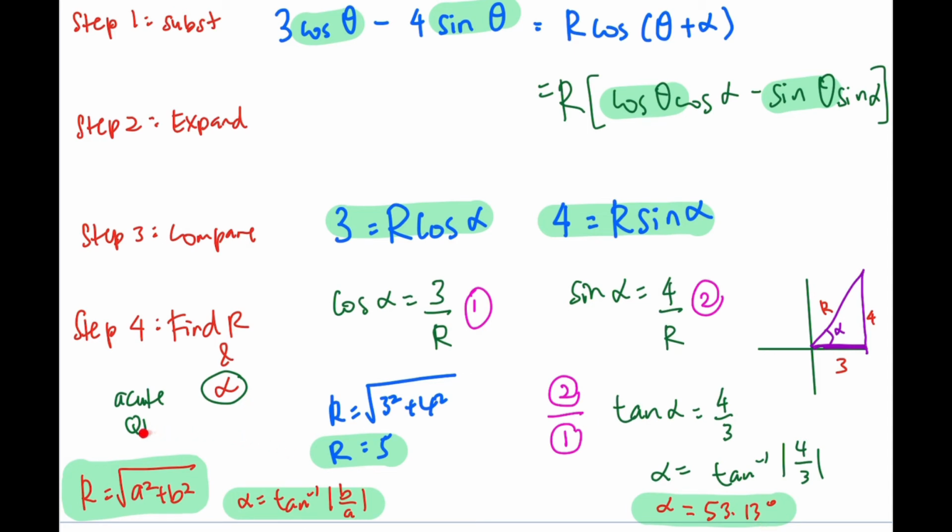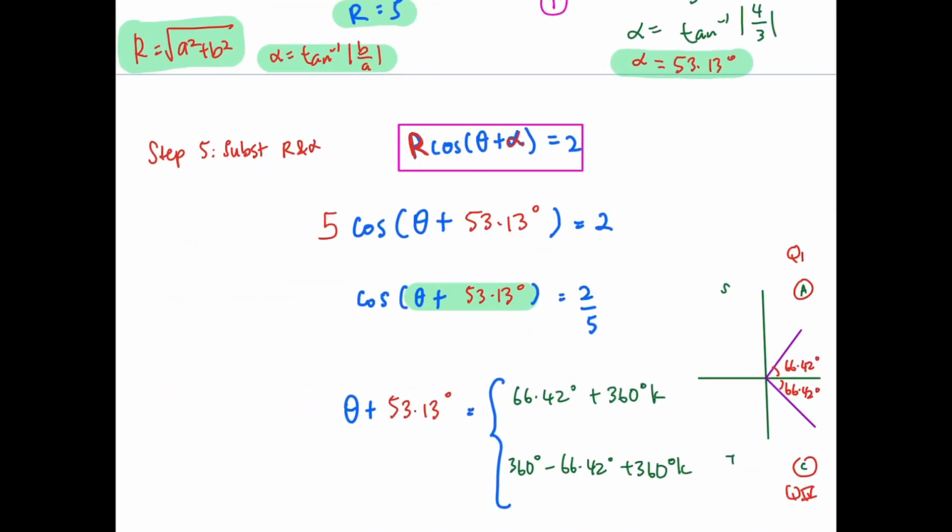So you can see in your textbook, the formula for r and alpha is given. r is just the square root of a squared plus b squared, and for alpha, this is just inverse tangent of modulus b over a. Now, since you have got the values of r and alpha, let's do step 5, which is to substitute r and alpha. Let's put in r and alpha, so we rewrite the new formula for our question. This is 5 cos of theta plus alpha, 53.13, equal to 2.